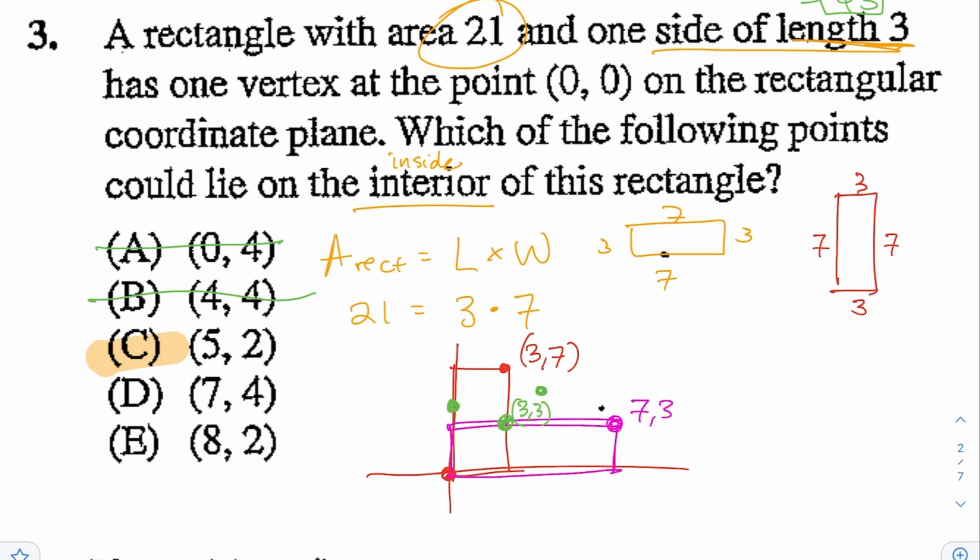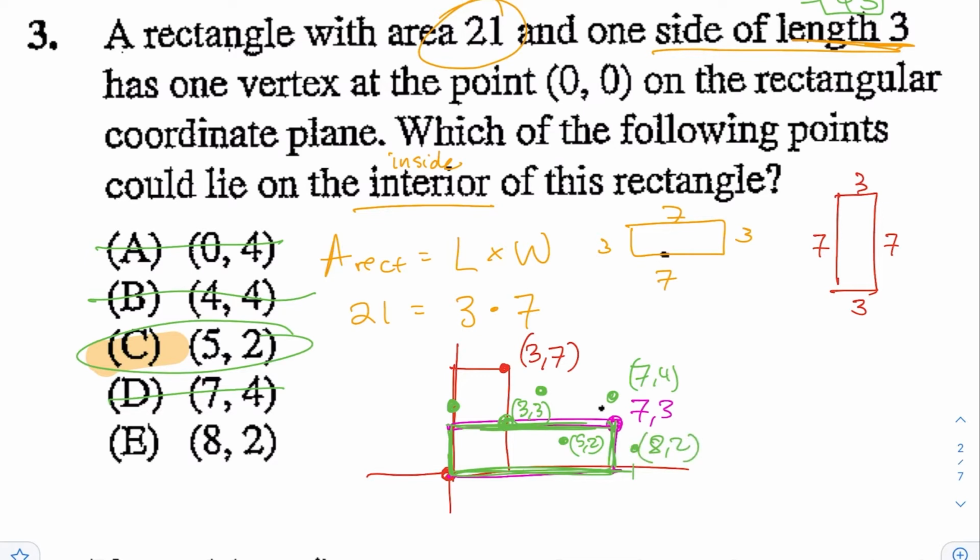(5, 2) could actually be inside the rectangle. If the rectangle is oriented horizontally, (5, 2) would be over here. So that could be the answer. (7, 4) would be outside. And then in choice E, (8, 2) would also be outside as well.